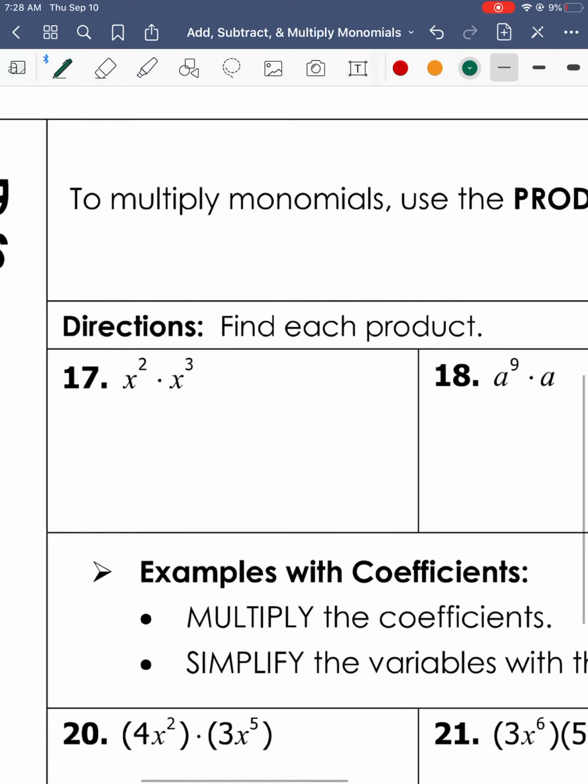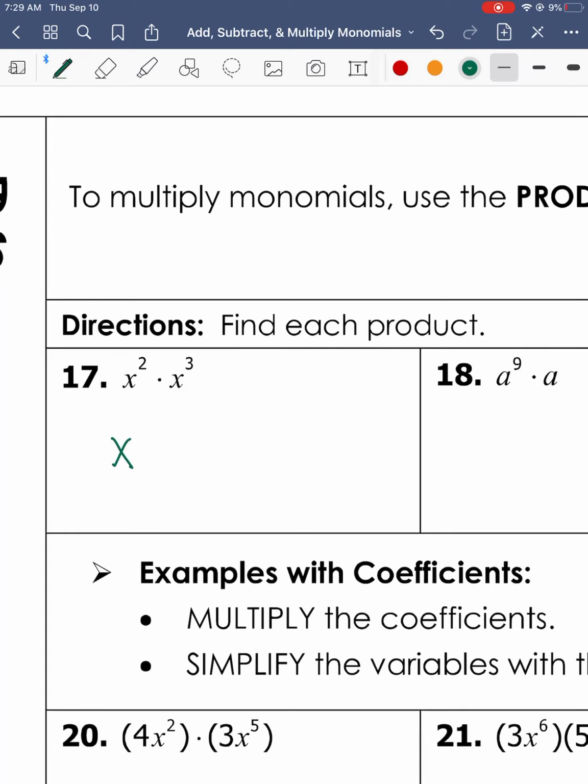So what we're going to do, if they have the same base, the answer is going to be the same base. And then we're going to add the exponents. So 2 plus 3 is 5. And that's the answer. X squared times x cubed is x to the 5th.